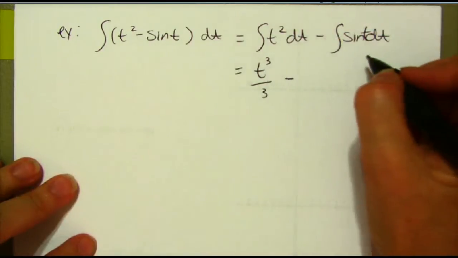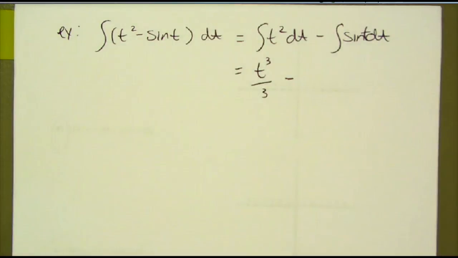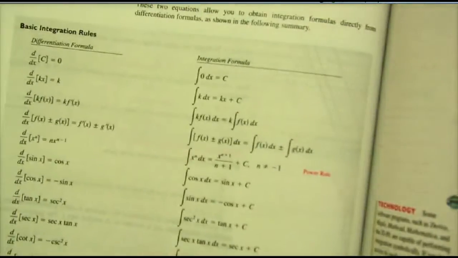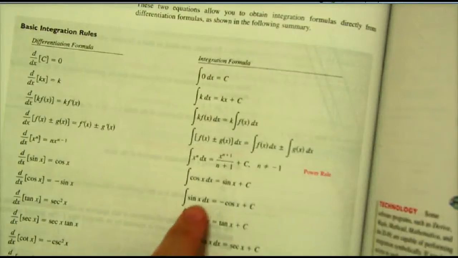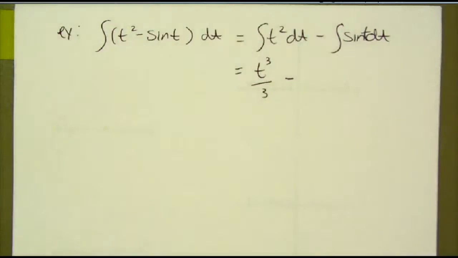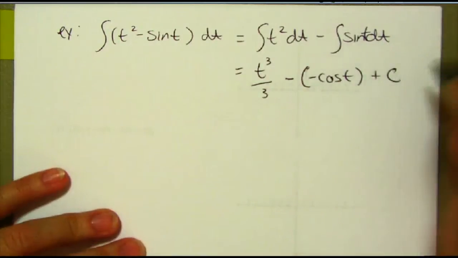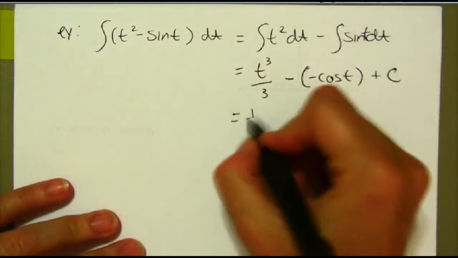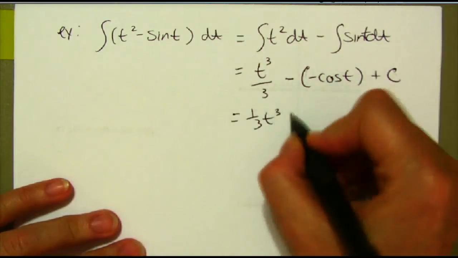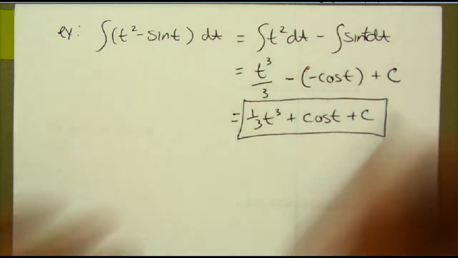Write down my minus sign. And when you look on page 250, in fact, let me just grab that real quick. We're trying to find the antiderivative of sine. So, as you can see, the antiderivative of sine is going to be negative cosine. So let me go ahead and do that. It's negative cosine of t plus my constant of integration. I'm going to clean that up. That's 1/3 t cubed plus cosine of t plus c, my constant of integration. Thank you.